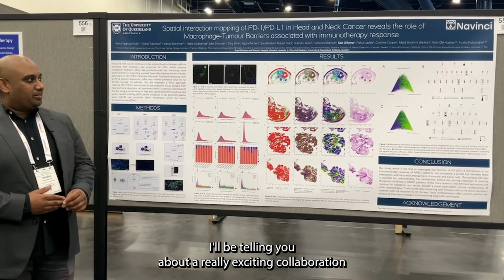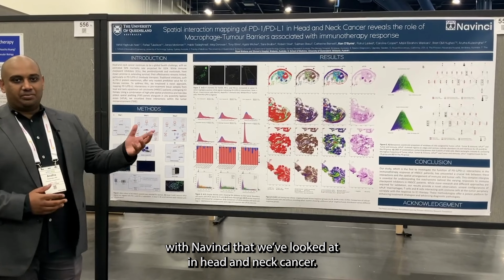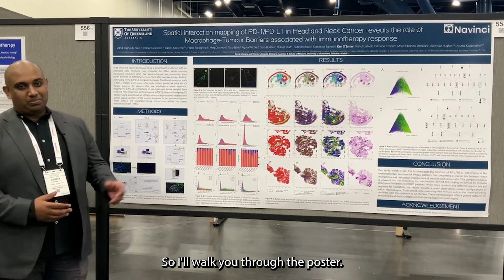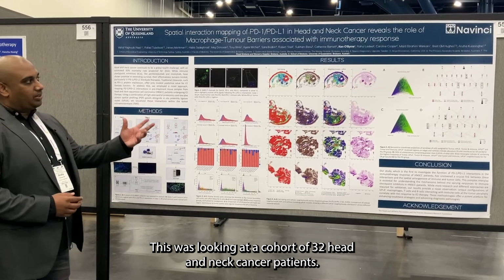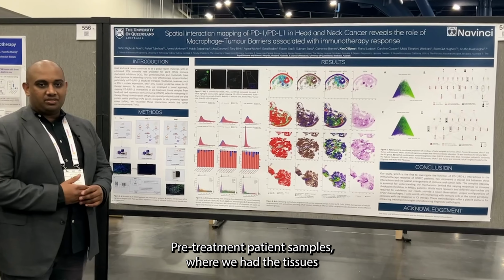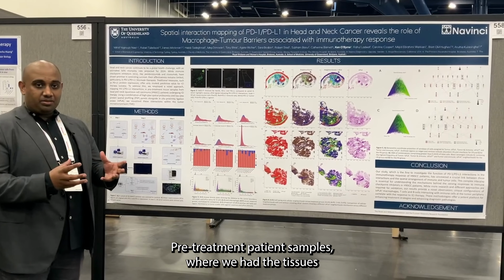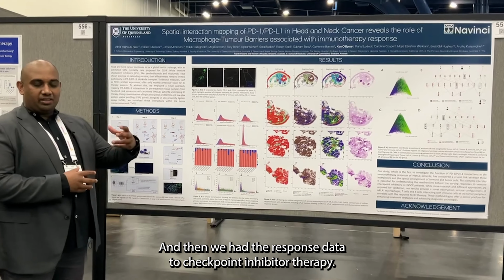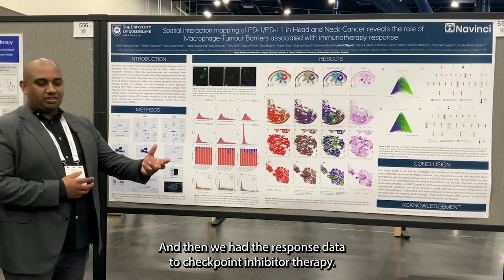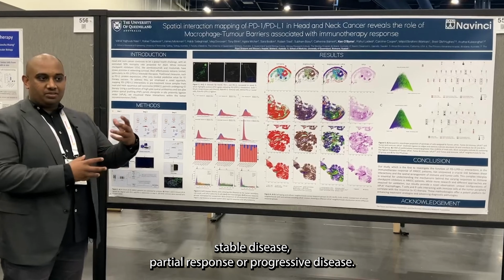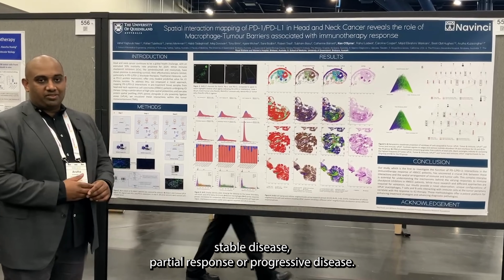I'll be telling you about a really exciting collaboration with Navinci that we've looked at in head and neck cancer. So I'll walk you through the poster. This was looking at a cohort of 32 head and neck cancer patients, pre-treatment patient samples, where we had the tissues prior to therapy and these patients were all given immunotherapy. And then we had the response data to checkpoint inhibitor therapy. So whether the patients had a pathological complete response, stable disease, partial response, or progressive disease.